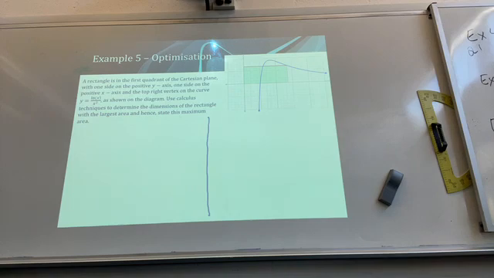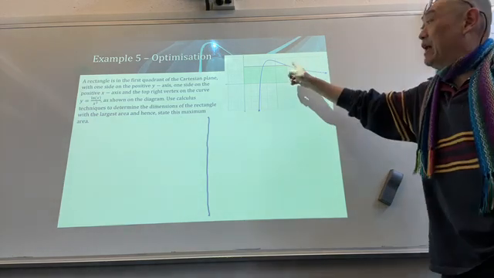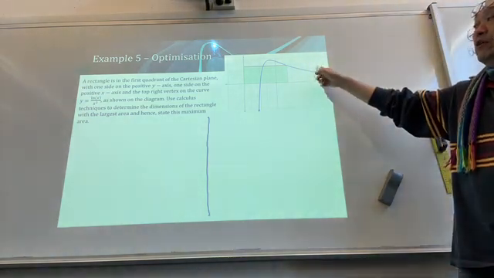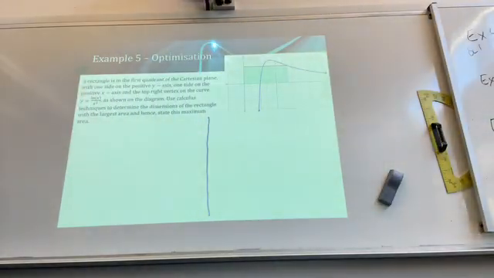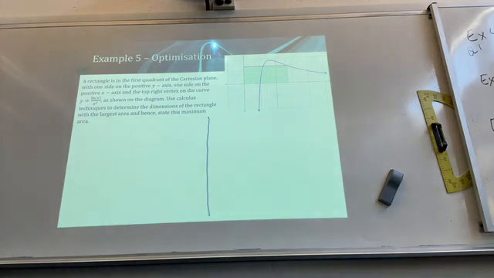Now, for a question like this, you may not be given the diagram. You may be asked to draw the diagram. I've drawn the diagram to make life a little bit easier for you. You need to use calculus technique to determine the dimensions of the rectangle with the largest area, and hence state this maximum area. Now, how do you do this?